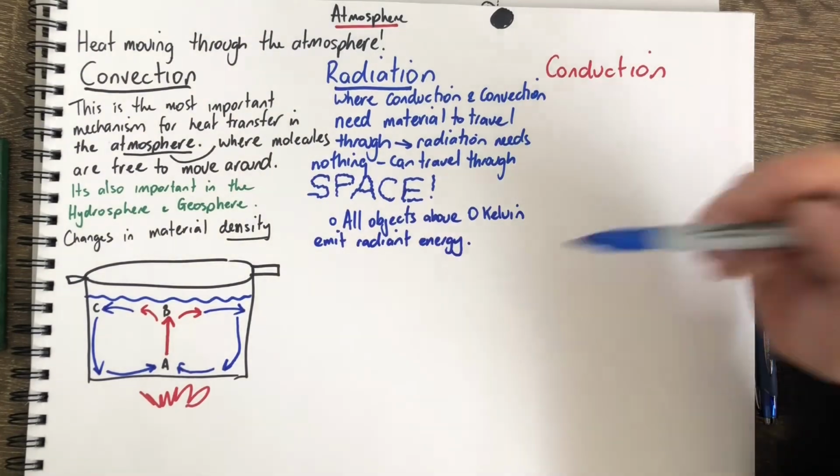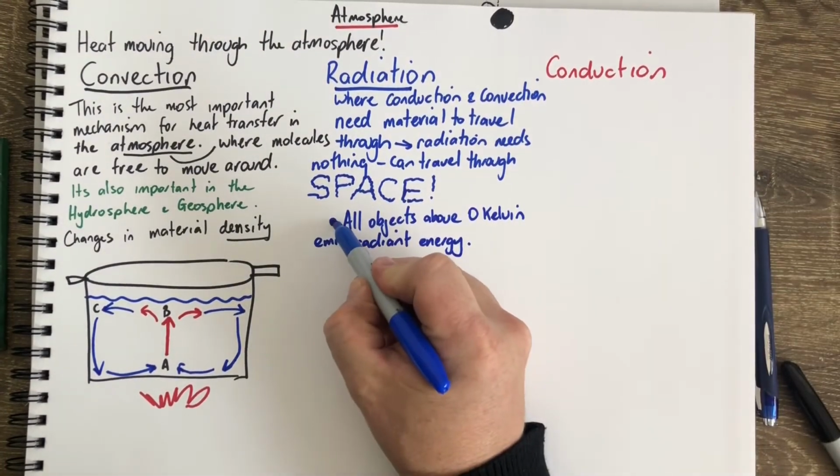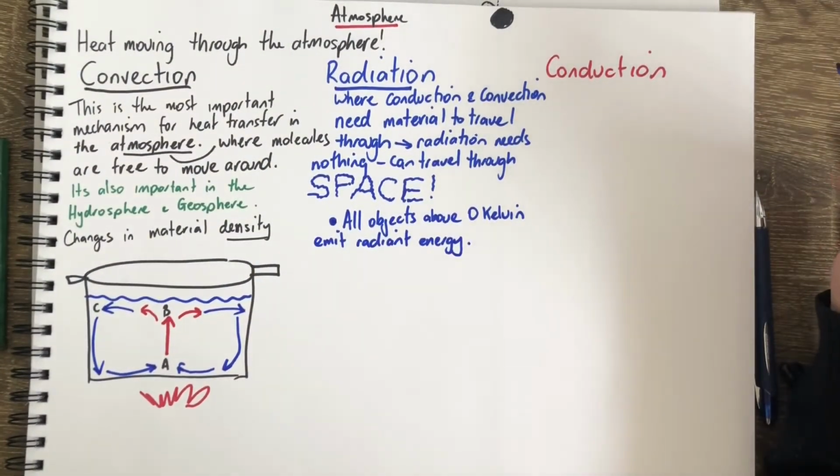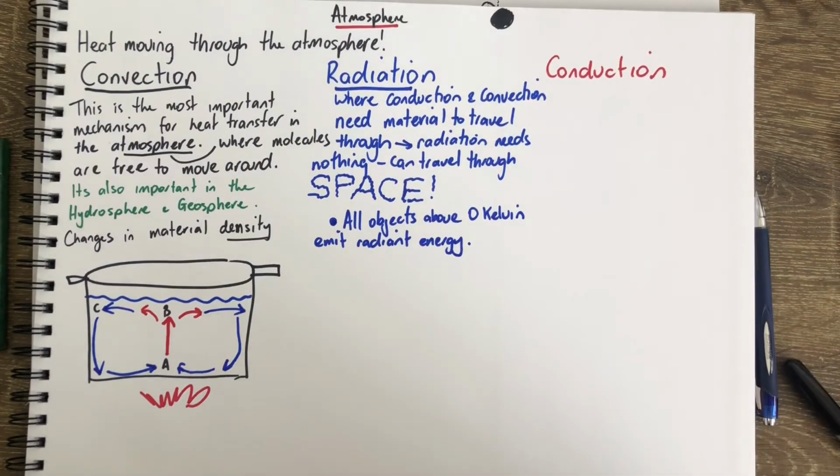Fact number 1, all objects above 0 Kelvin emit radiant energy. And for the first person who can comment and tell me what 0 Kelvin is in degrees Celsius, I will make sure a chocolate comes your way. So the first one is every object above 0 Kelvin will emit radiant energy.